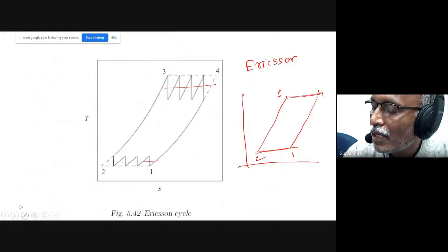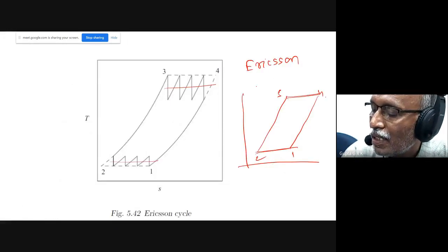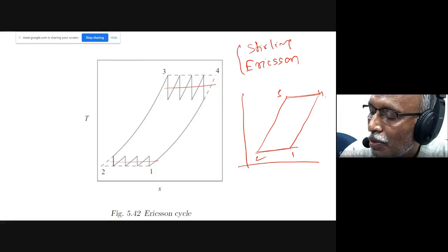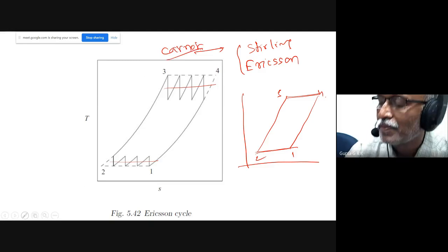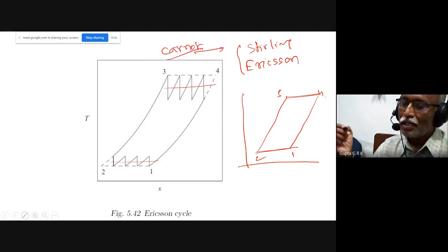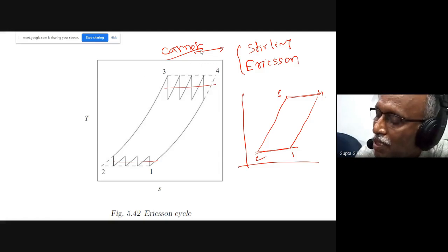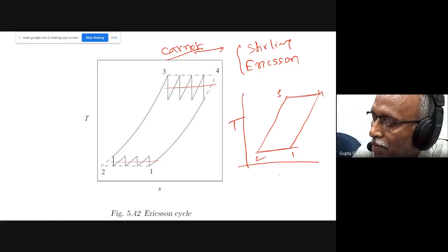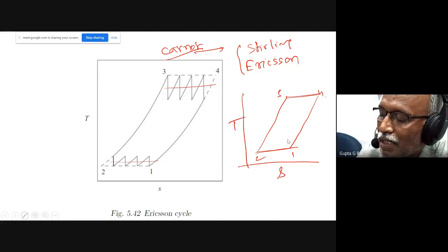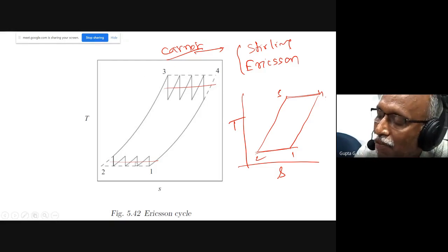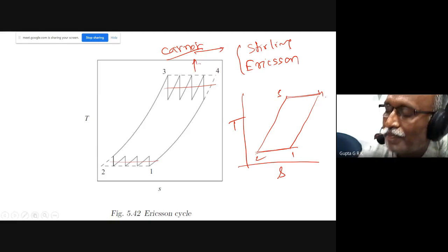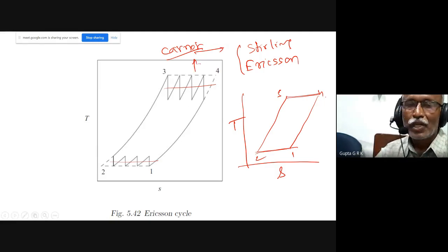Okay, there are two cycles. One is the Ericsson cycle and another is the Stirling cycle. These two have the same efficiency as the Carnot cycle, right? So that we will discuss in the last chapter of thermodynamics. So this is what is called the Ericsson cycle, which has Carnot cycle efficiency. If I increase the number of intercoolers and reheaters, the efficiency of the Brayton cycle approaches the Carnot cycle. So that's why it is preferred to have that.